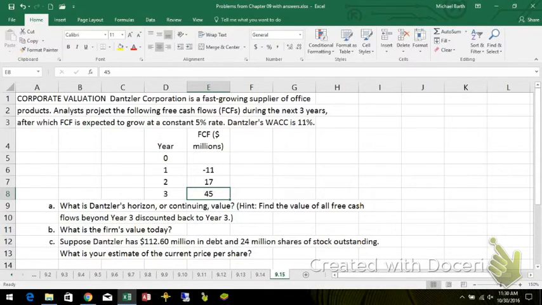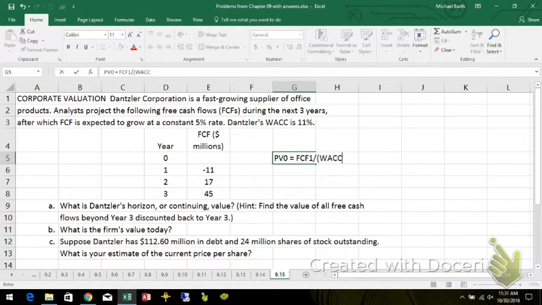All right, so what is Dantzler's horizon or continuing value? Hence, find the value of all free cash flows beyond year 3, discounted back to year 3. That's the discounted cash flow model. I'm going to use present value. So the present value at time 0 is equal to the free cash flow at time 1 divided by the weighted average cost of capital minus the long-term growth rate of the free cash flows.